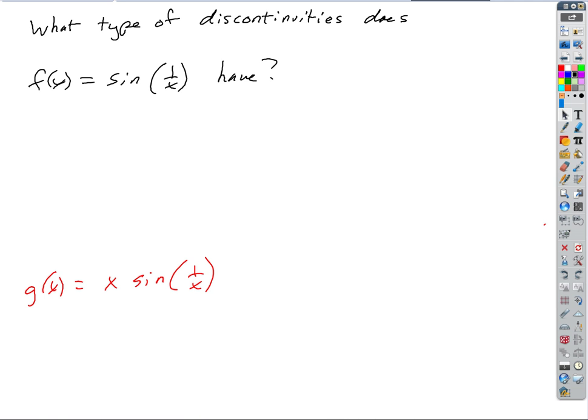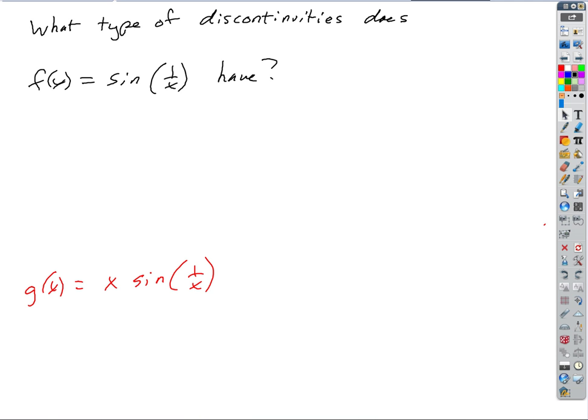discontinuities, types of discontinuities. Real quick, what are the two categories of discontinuities? Tyler, what's one of them? Removable. What's the other one? Non-removable. What's the difference? One point versus infinite points.